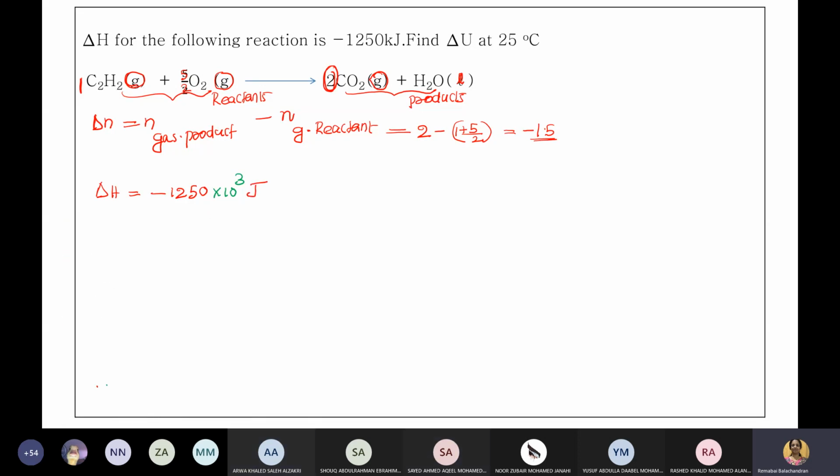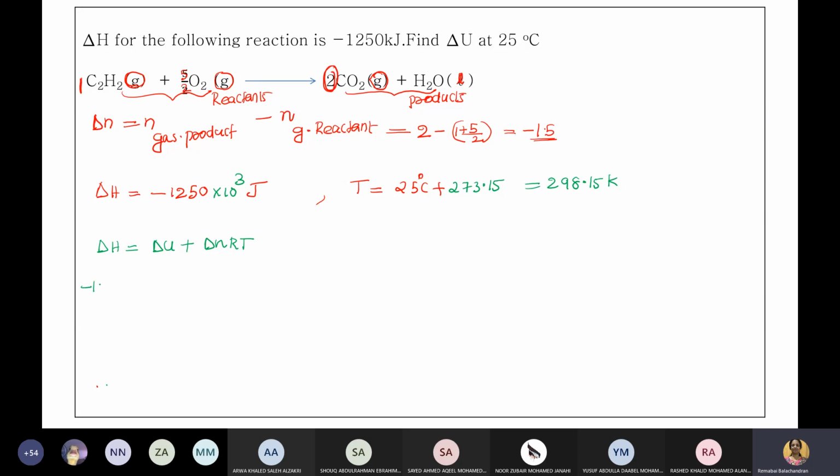Okay, now T. How do you convert T to Kelvin? 25 degrees Celsius plus 273.15. So it is 298.15 Kelvin. In the exam you write 273.15. Okay, that's more correct. Now our formula: delta H is equal to delta U plus delta n RT.